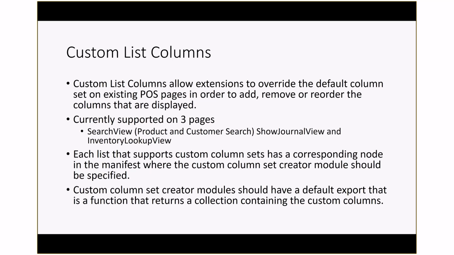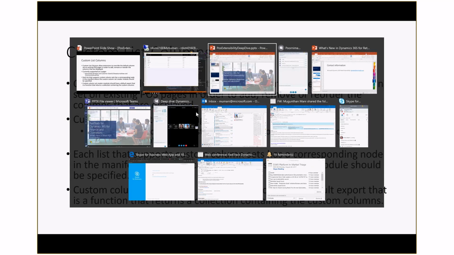Each list that supports custom column sets has its own node, like I mentioned, where the column set creator module will be specified. So based on what's in the manifest, we'll load that module and the custom column set. These modules should have a single default export, which is a function that returns the collection that contains the new set of columns, or the custom column set. All right, so now with that, let's switch back over to the code.